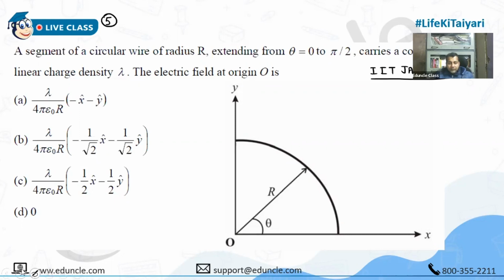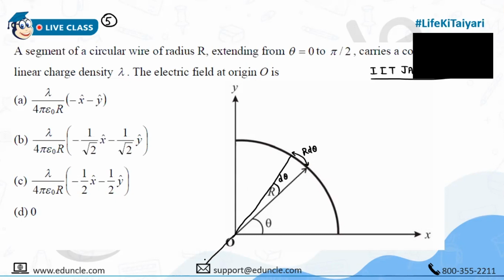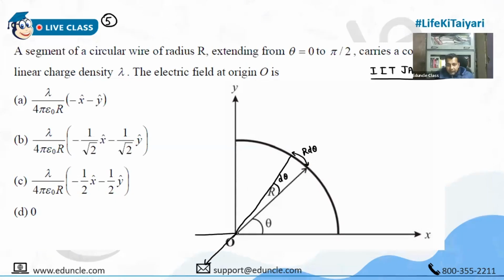Okay, let me discuss then. See, if this is theta, if I make a small angle d theta like this, then the length of this arc will be r d theta, na? And if I extend this, then this angle will also be theta.